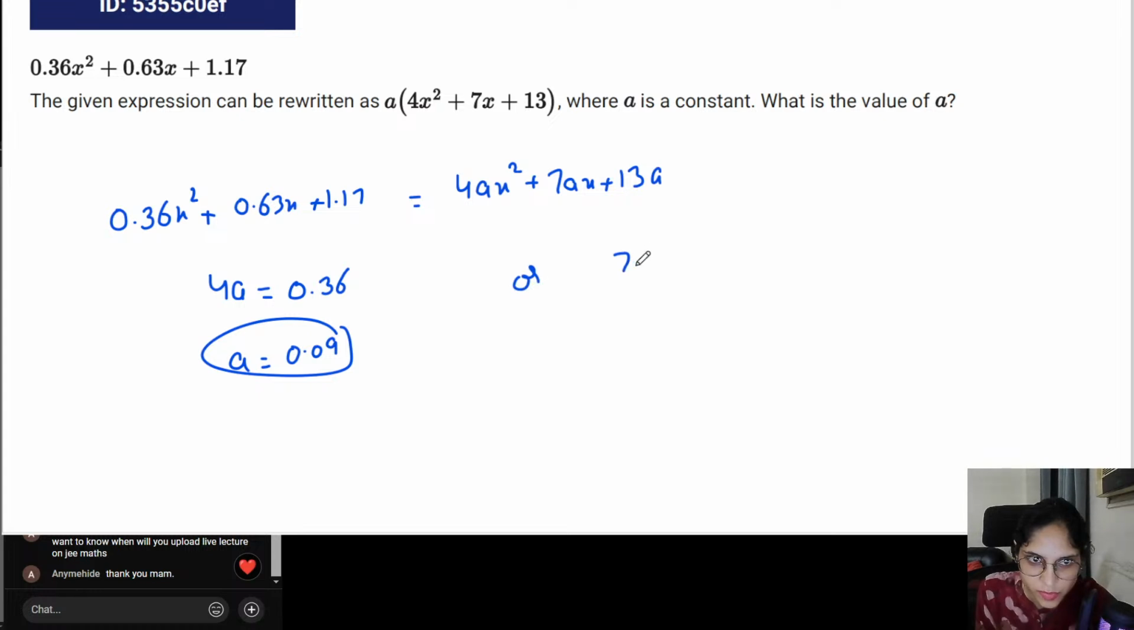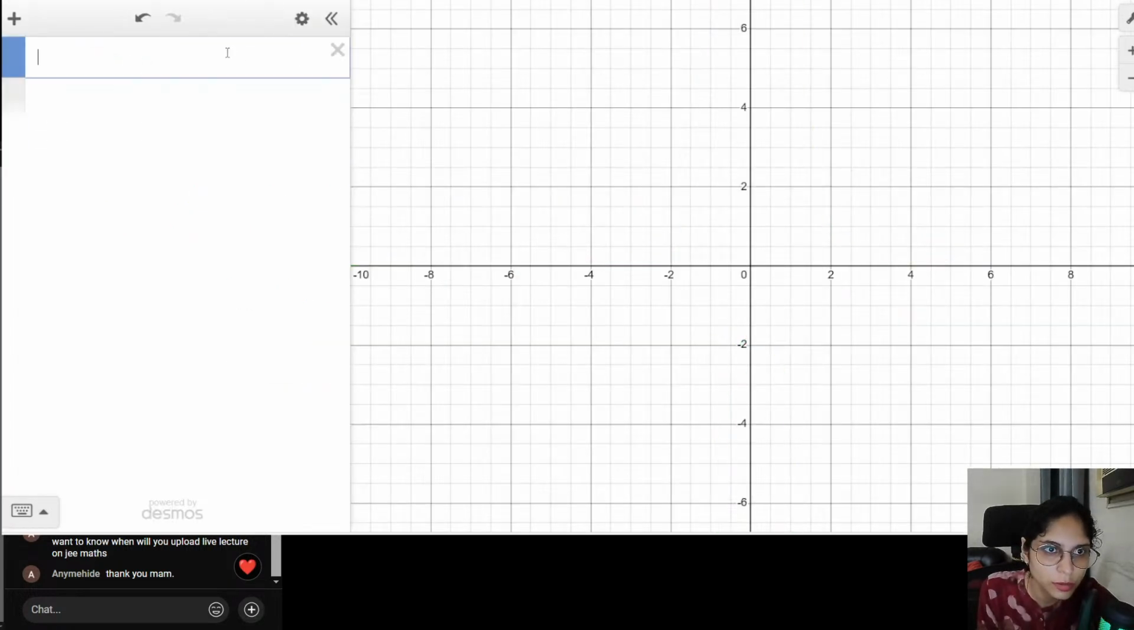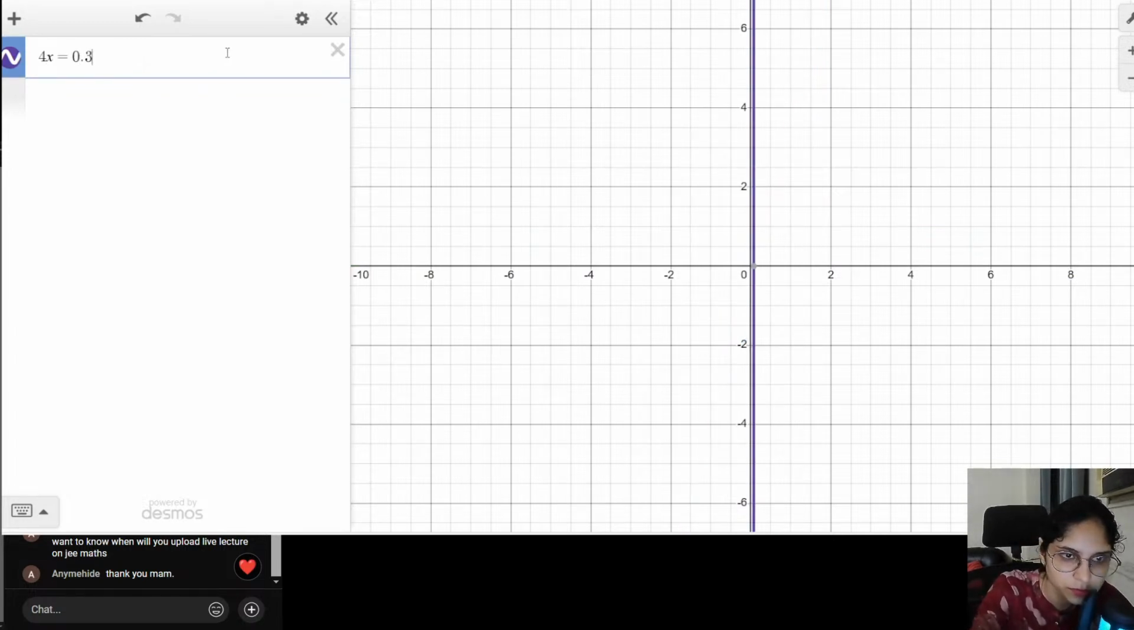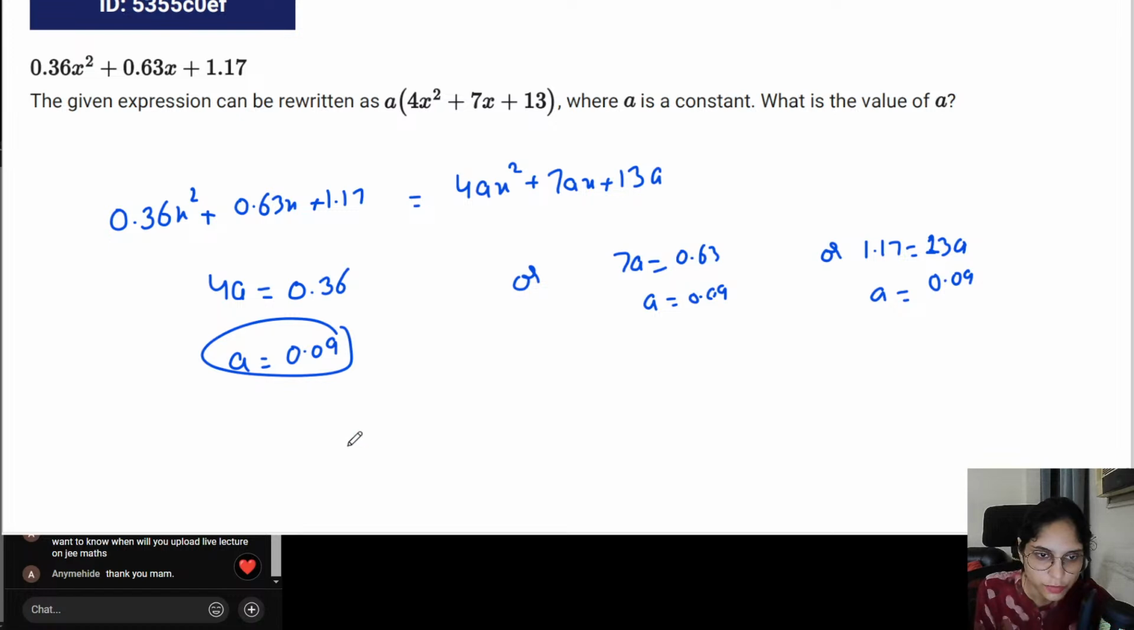Or you can take 7a as 0.63. You will again get a as 0.09. Or if you want, you can take 1.17 is equal to 13a. You will get a is 0.09. And if you want, you can look over here. We're getting 0.09. Okay. So the value of a is 0.09. This one was easier, 29th.